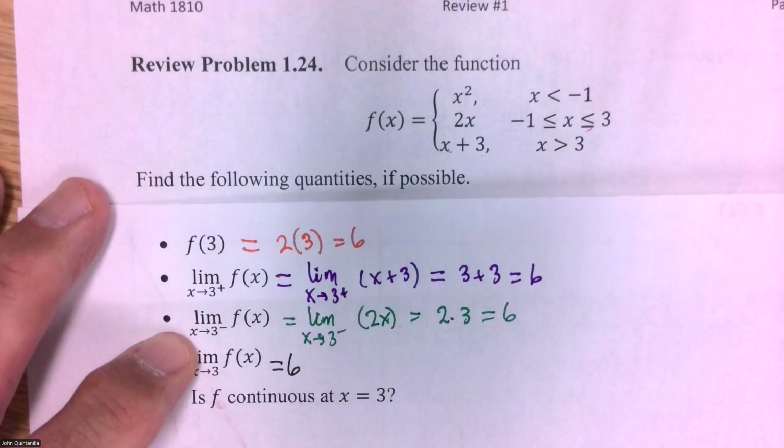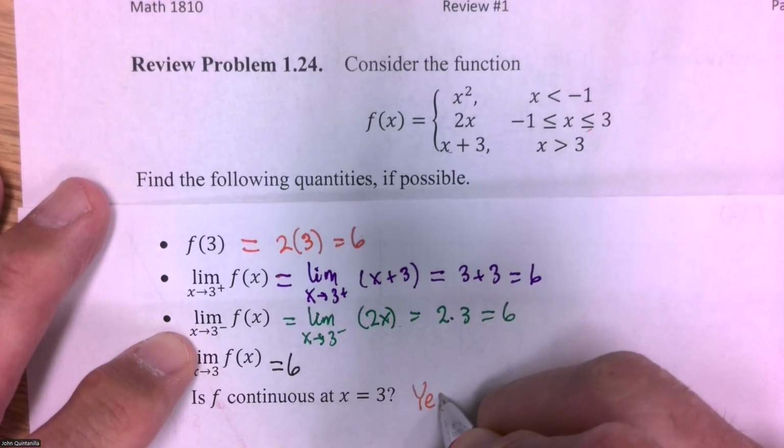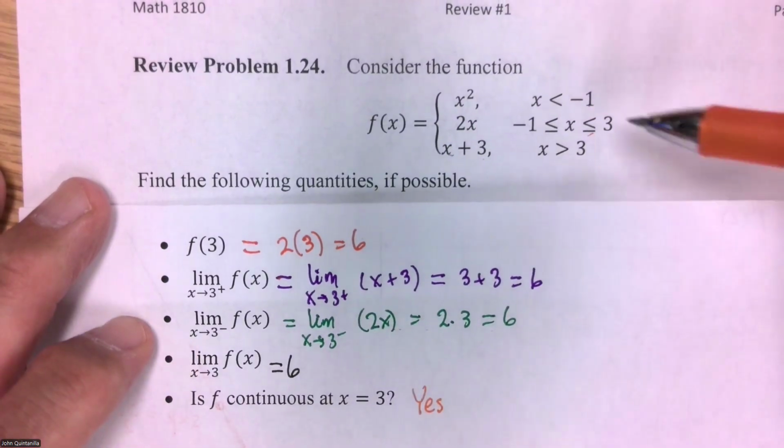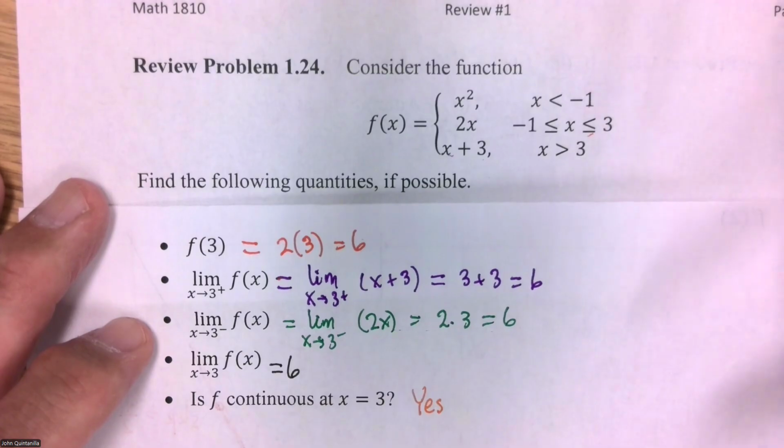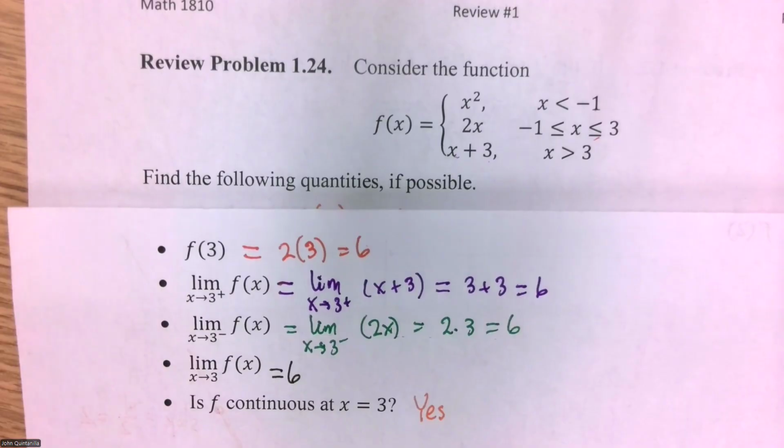And from this, I conclude that this number is equal to this number, and so it is continuous at x equals 3. Even though it is piecewise defined, the pieces connect at 3. And so the function is indeed continuous at x equals 3.